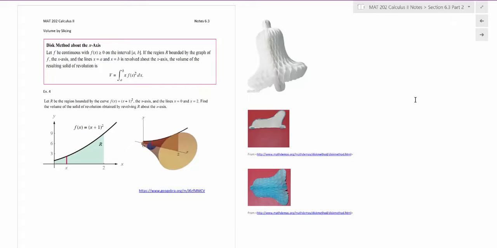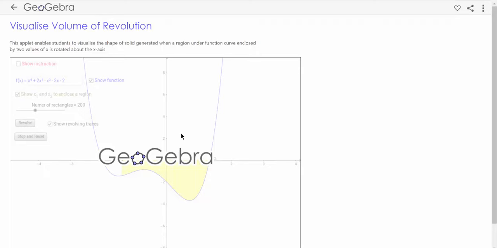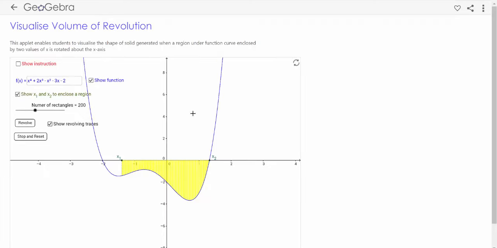Okay, so what I'm going to do first of all is show you kind of what's going on in this problem with this GeoGebra link. I'm going to click on the GeoGebra link, and then we'll go to the internet and take a look at this. So this is kind of a nice visualization that I found on the internet.